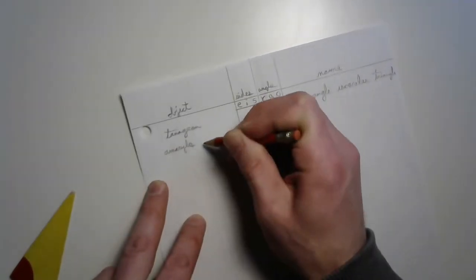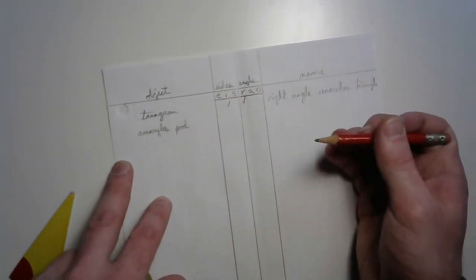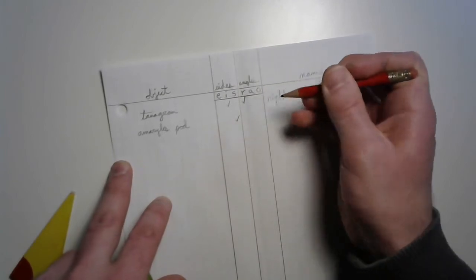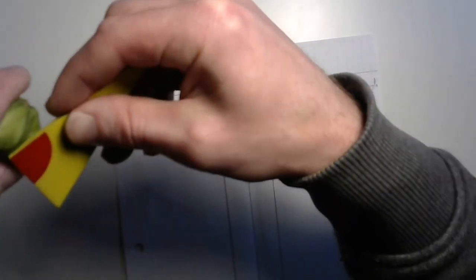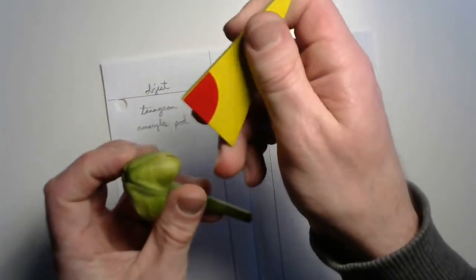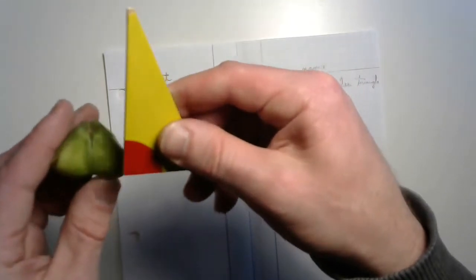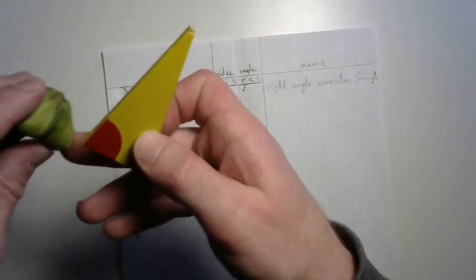Okay, amaryllis pod. Three sides different. That's a scalene. Let's take a look at the angles in this one. This is very difficult, but that seems to be a bit bigger than a right angle. Oh, that's definitely smaller than a right angle. That other one is so close, but I think it's obtuse. I'm not even sure. Let's see.